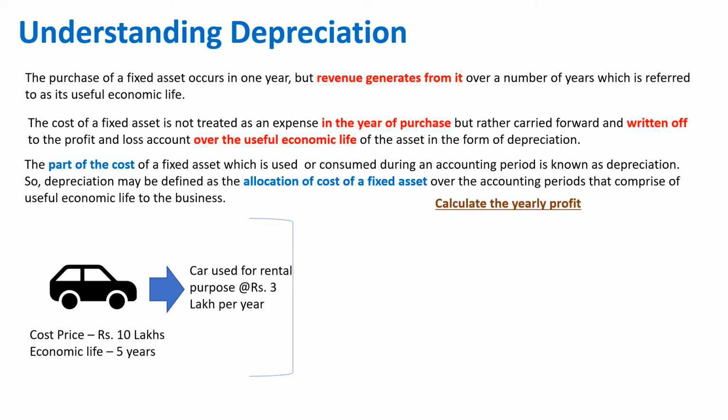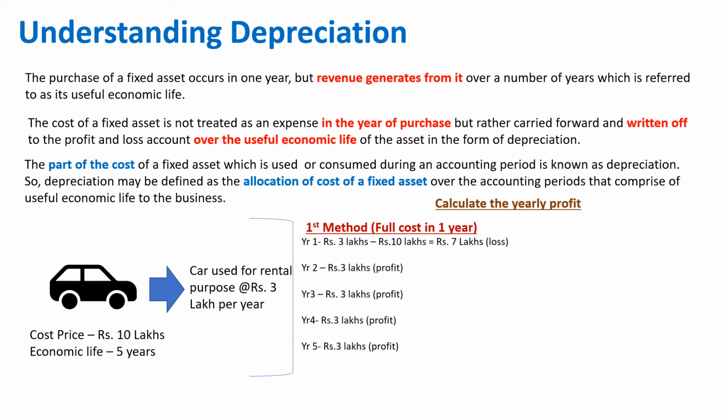So let's take two methods to examine how the depreciation should be charged. The first method is full cost in 1 year. That means whatever purchase price I paid for the car, the same amount I adjust with the revenue I earn in the first year.